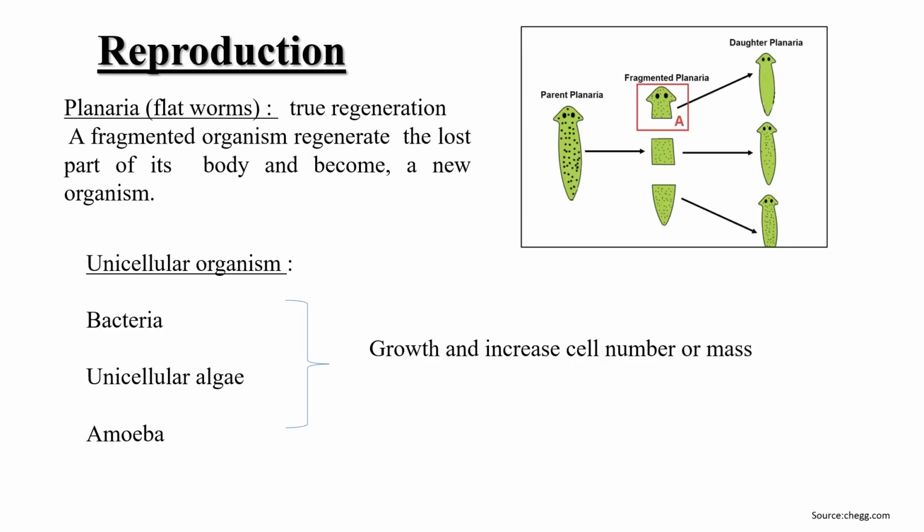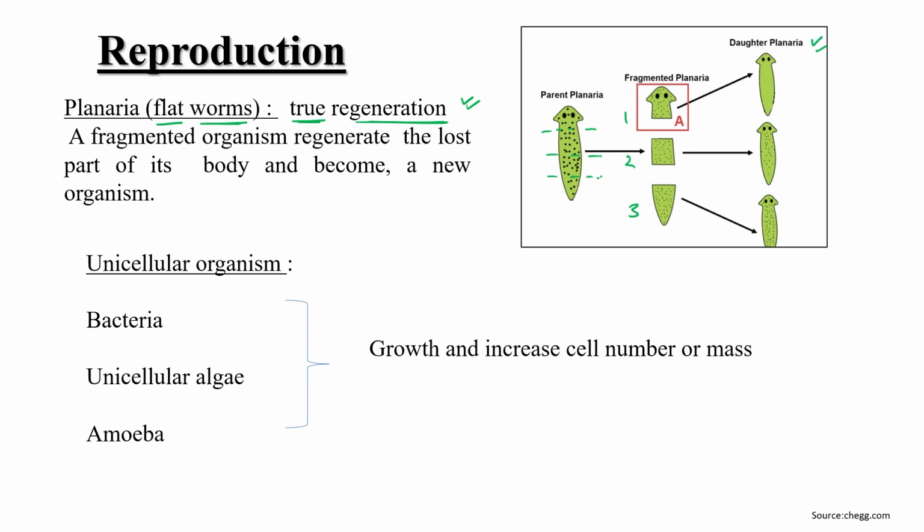There is another example, planaria, which is popularly known as flatworm. In planaria, true regeneration occurs. How? As you can see, this is the parent planaria. If we cut this planaria into 2 or 3 parts or more, each part has the ability to produce a daughter planaria. That's why scientists use the term true regeneration for this. So a fragmented organism regenerates the lost part of its body and becomes a new organism, as you can see in this particular picture. This parent planaria is cut into 3 pieces, 1, 2 and 3, and each part has the ability to convert into a whole individual daughter planaria.